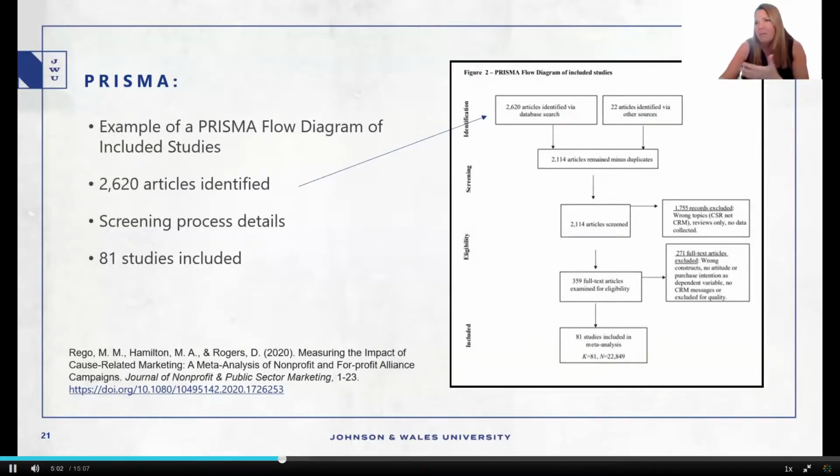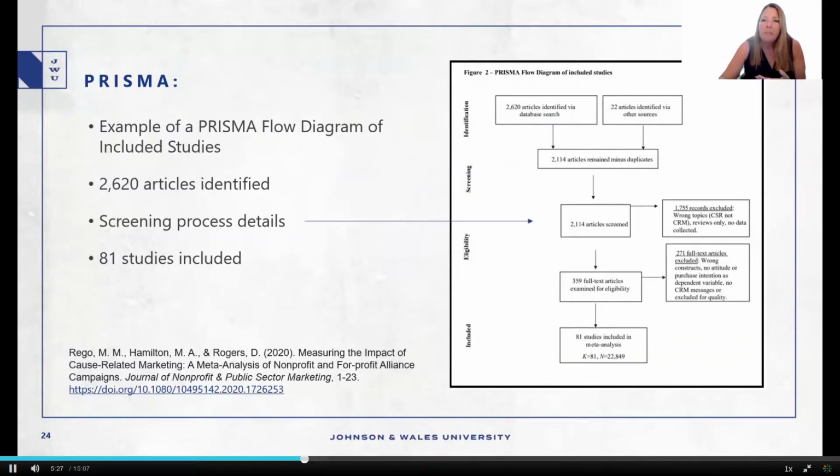Cause marketing, you have all the different definitions and associated terms that lead you to your studies. And of course, there are other ways to find them. So 22 of my articles I just knew about. I didn't have to search for them. So I knew that they were prestigious studies that needed to be included. I'm sure they're also included in the search, and that's why we removed duplicates.